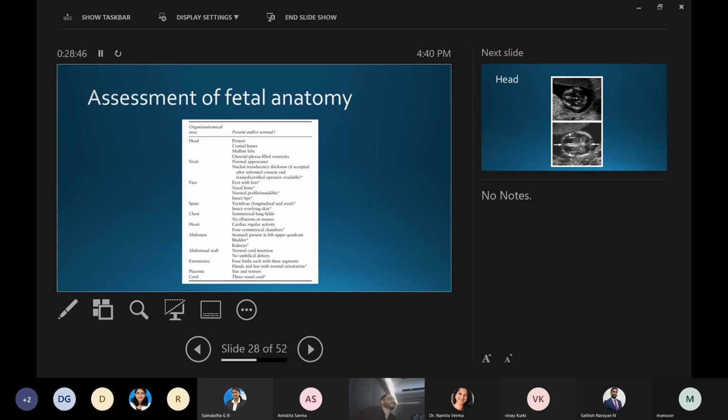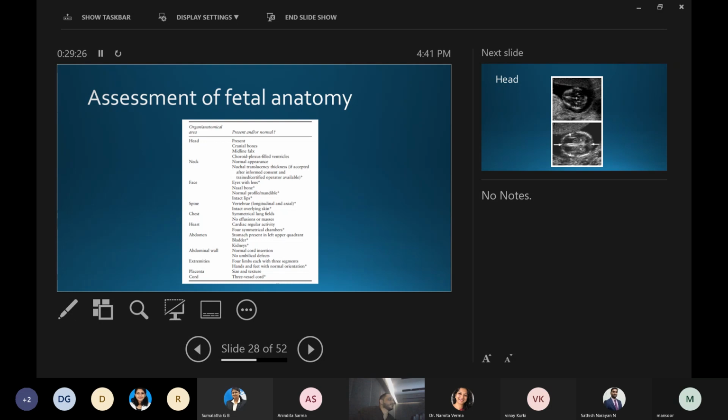So in the chest, we look for the lung fields, effusions, masses, heart, cardiac activity should be regular, four symmetrical chambers. Now, this is the basic requirement for first trimester, four chamber view. But in the first trimester itself, great vessels also can be seen, although it is not mandatory. Just I will be sharing with you how we can see the great vessels in the first trimester. So in the abdomen, we have to look for stomach, whether it is present and what side it is present, decide the laterality and the situs, and look for the bladder and the kidneys, the abdominal wall, the cord insertion, whether any defects.